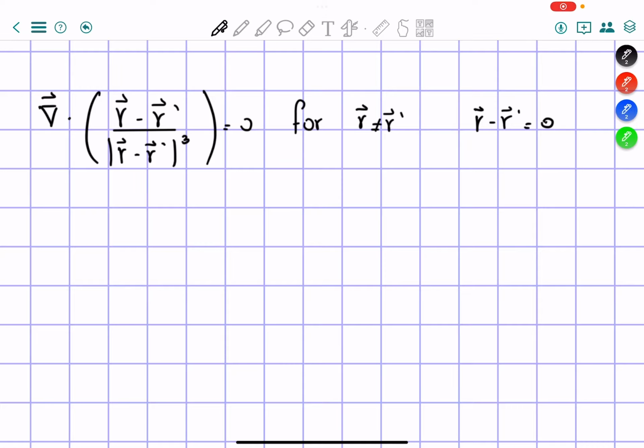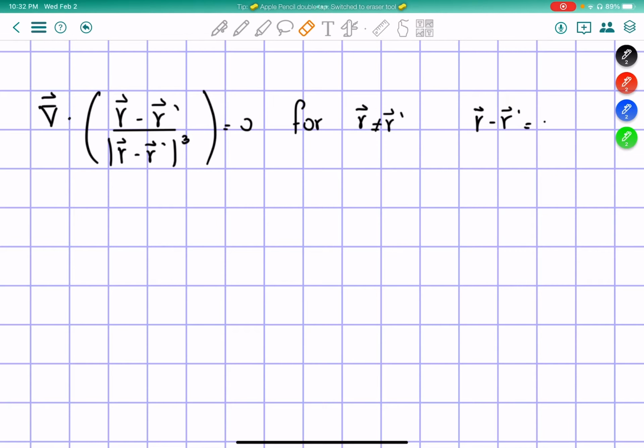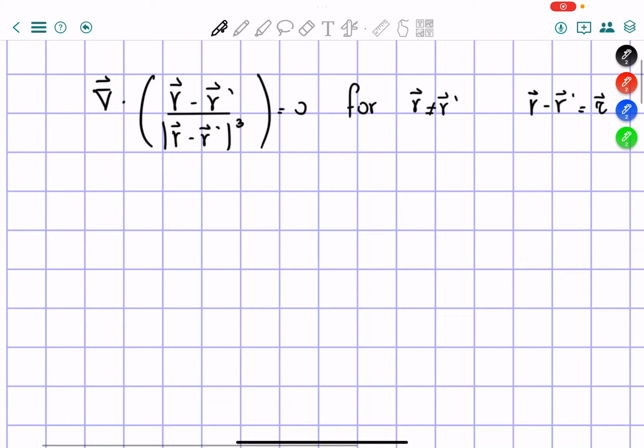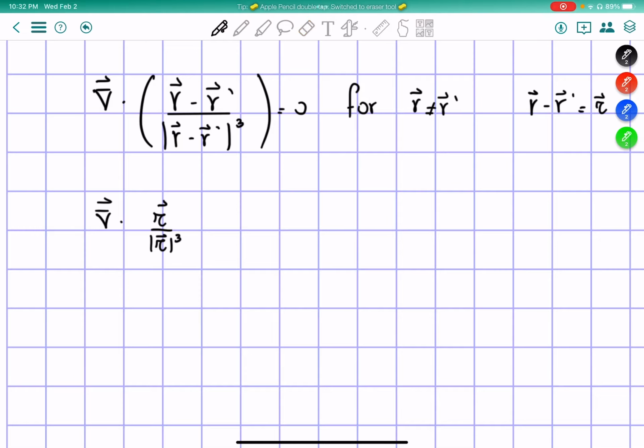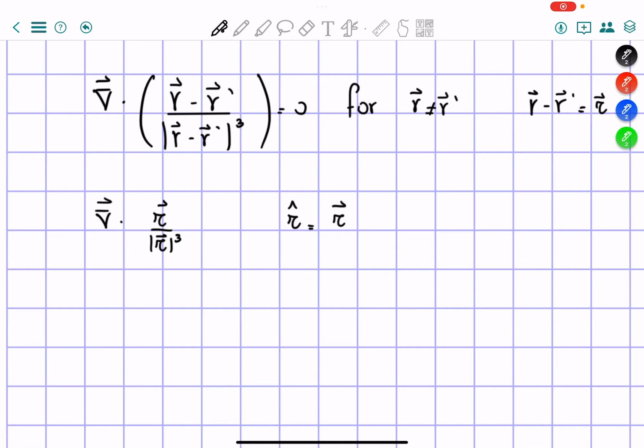Sorry, actually, I got confused. It equals another vector, just a distance vector. So we would have the divergence of this vector divided by the same vector, absolute value, cubed. Now, one thing that you can remember is that a unit vector is equal to our vector divided by the absolute value of the same vector.